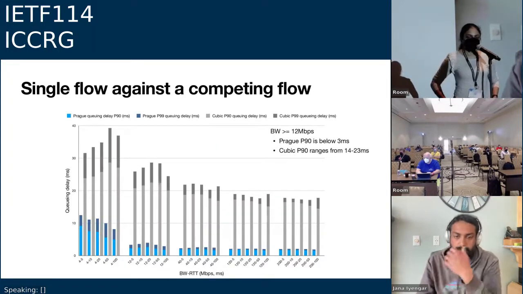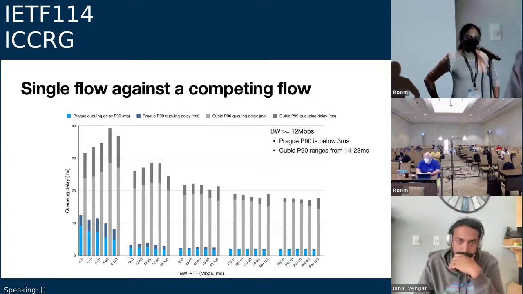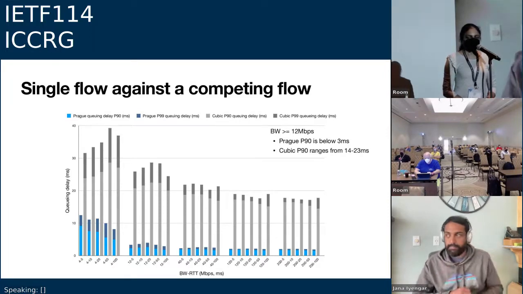This is a test done where we have two competing flows. One of them is cubic, the other one is Prague. And again, we're measuring the queuing delay for the 25 different combinations. The results are very similar to what we saw for the single flow as well. And you can take a look at these results on the slides. Next slide, please.